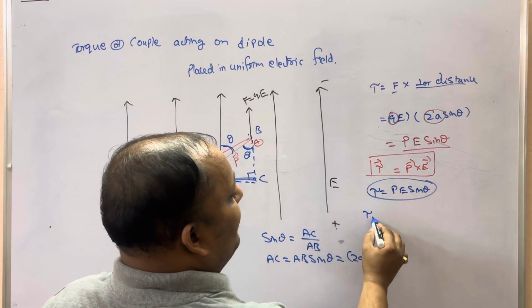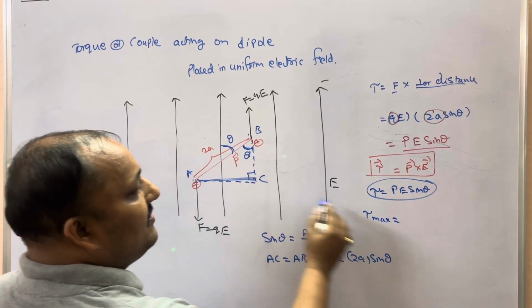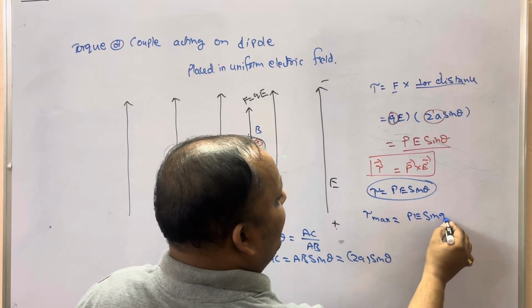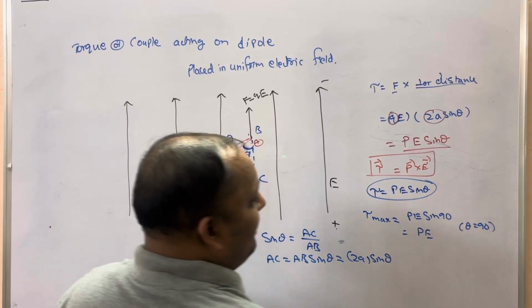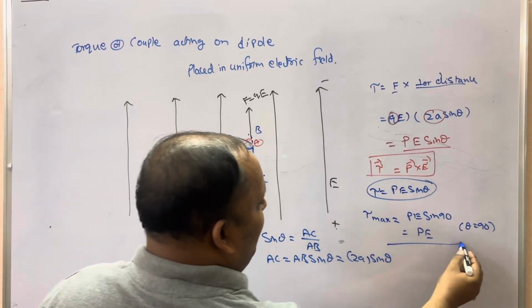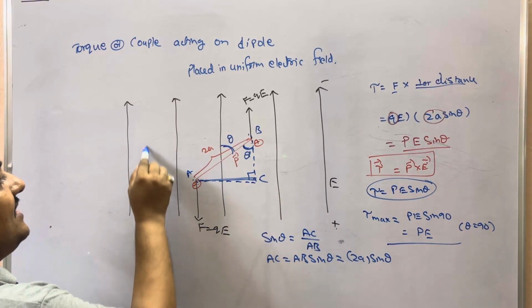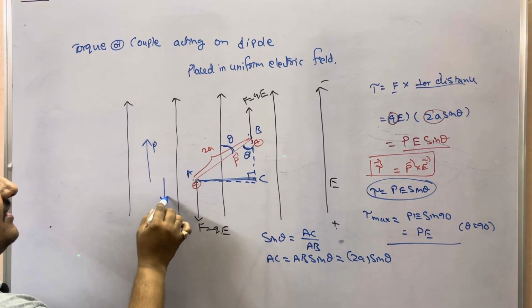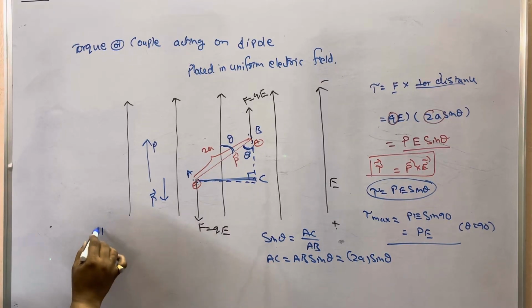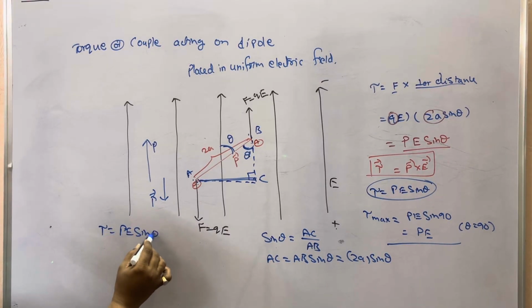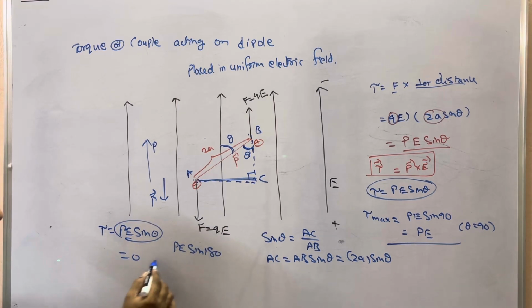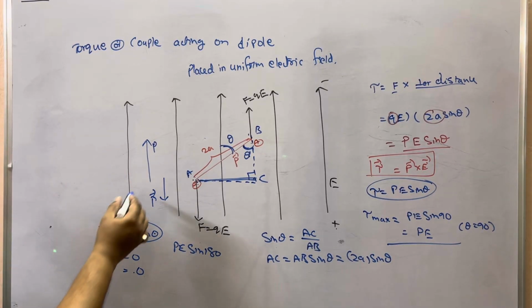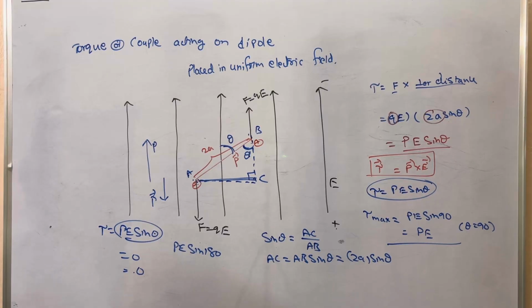When is the torque going to be maximum? PE sin 90. If theta is 90, torque is maximum. You should remember this. When will the torque be 0? If theta is 0, that is, if you place the dipole in the direction of electric field or in the opposite direction of electric field, then tau is equal to PE sin 0 or PE sin 180. Sin 0 is 0, sin 180 is also 0. So torque is 0, meaning it will not rotate when you place the dipole in the direction of electric field.